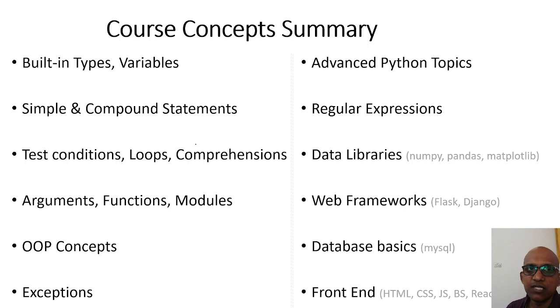The first is starting with Python built-in types. What are the different built-in types in Python? List, set, dictionaries, tuples, and numbers, everything we are going to cover. And simple and compound statements, like simple expressions and if-else statements, etc. And also loops like for loop and while loop, we are also going to cover. And for each and every loop, there are comprehensions also. It is a shortcut for the loops, which is very effective and powerful when compared to traditional for loops.